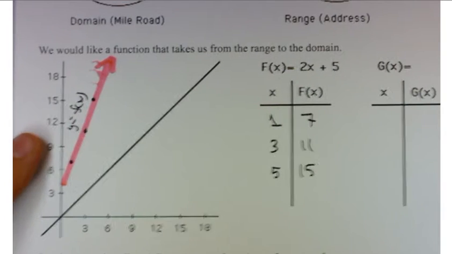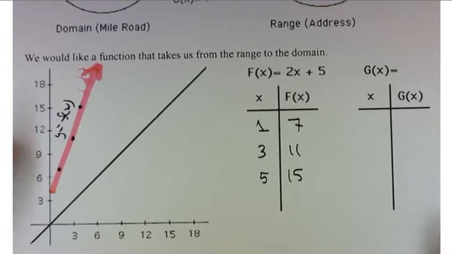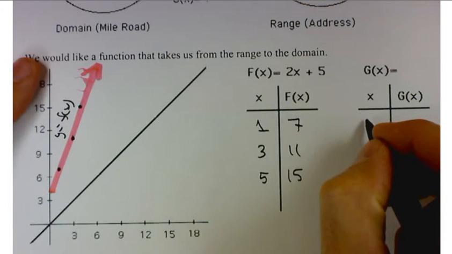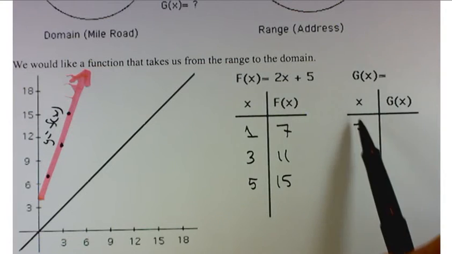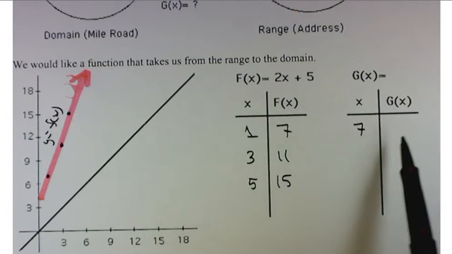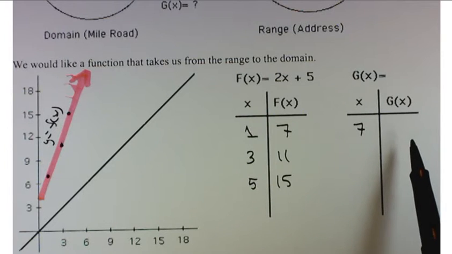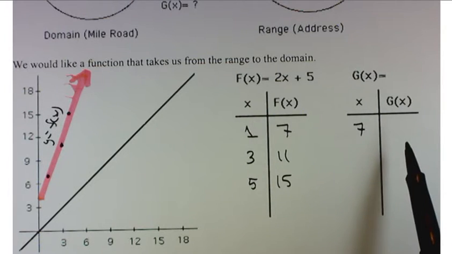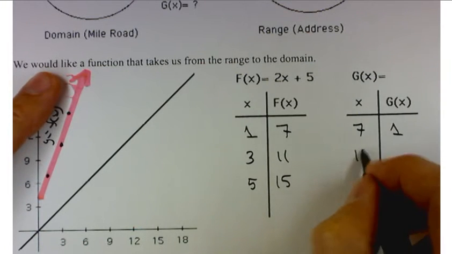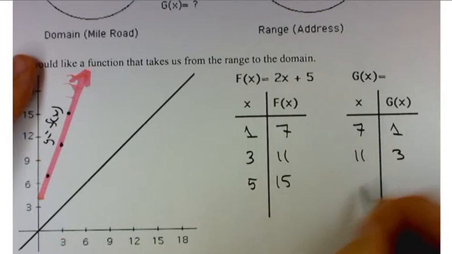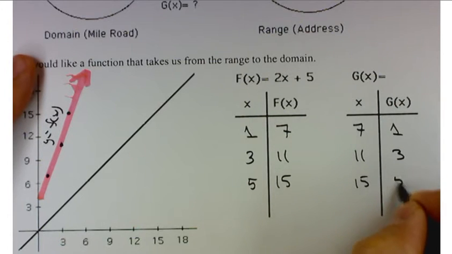But the f of x is not what I'm interested in. I want a different kind of function. I want a function so that if I say, oh, I'm in the 7,000 block of DeQuindre, then it tells me what mile road I'm at. In fact, for this new function, if I put in a 7, what do you think I want to get out of here? What do you think I should get as an output? A 1. If I put in 11, what should I get out? And 15 and 5. Good.